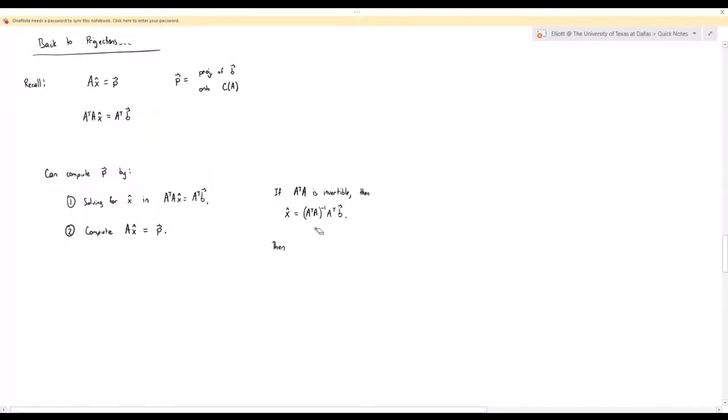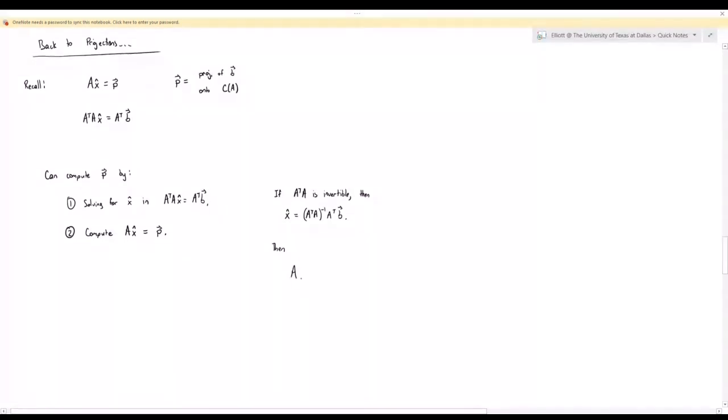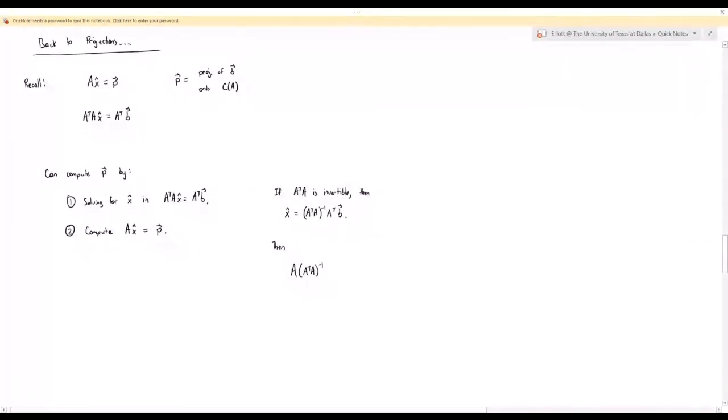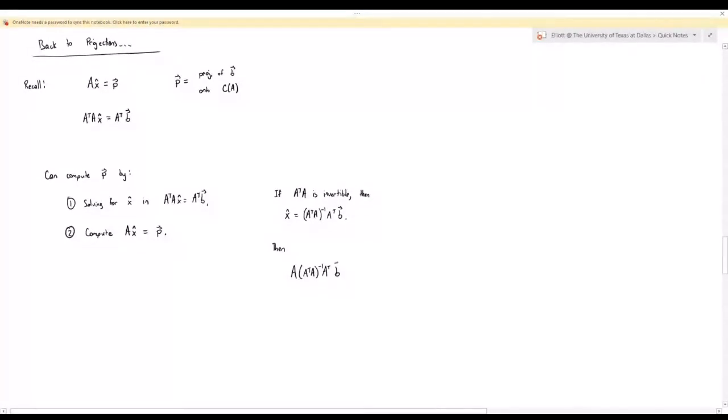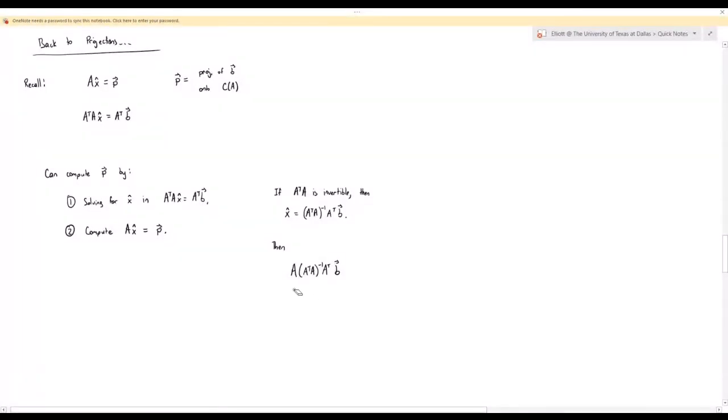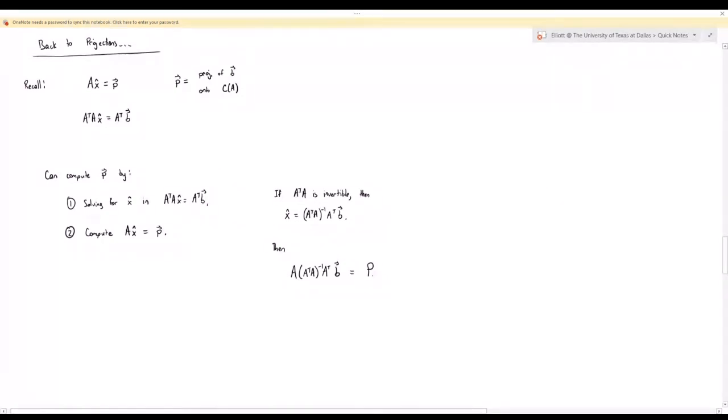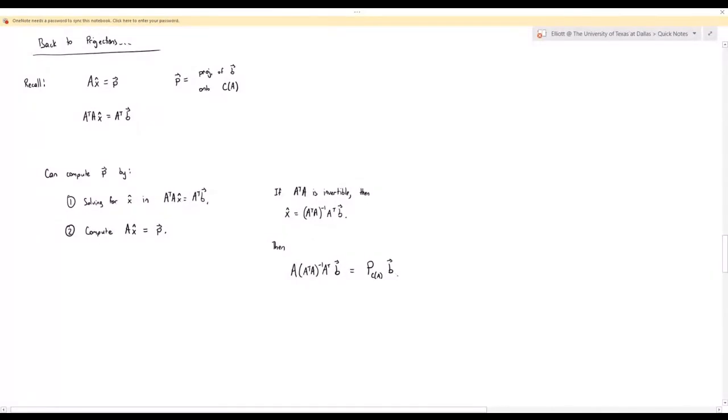So now if I take this and multiply all of it by A on the left, so A times x hat, which is all of this, this kind of huge product that you have here should equal the projection vector. And specifically, it was the projection onto the column space of A of the vector B.